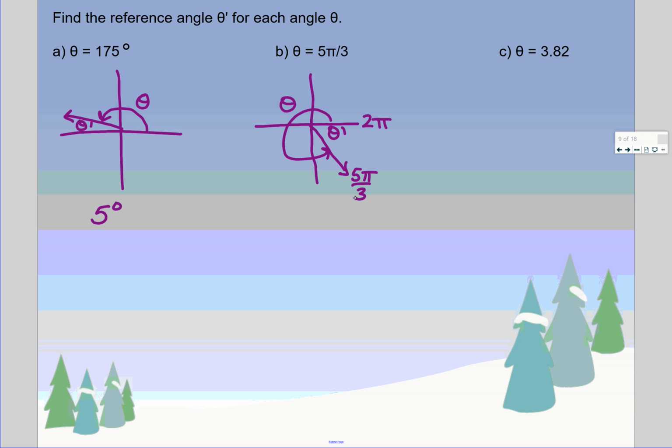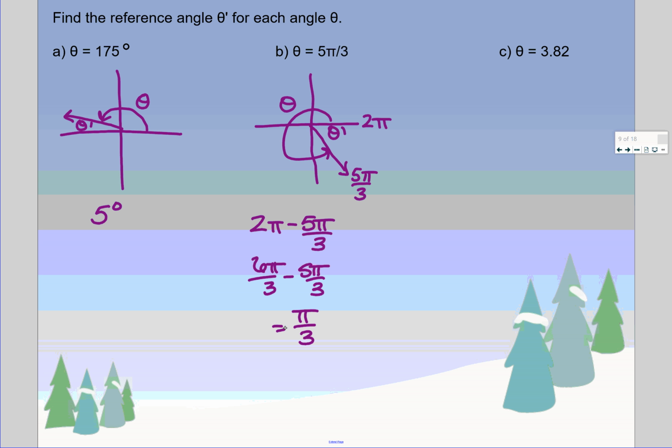And when I say the word difference, what calculation are we doing? Subtraction. So it's just 2 pi minus 5 pi over 3. Now, in order to do that subtraction, what do I need? Common denominator. So 6 pi over 3 minus 5 pi over 3. The reference angle is pi over 3.